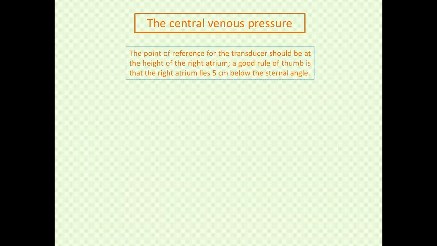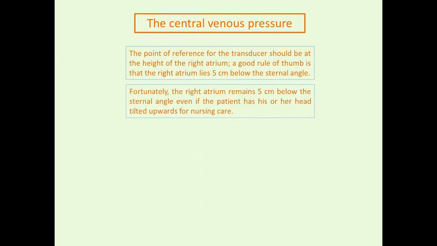Okay, so after all of that, what is the point of reference? Well, it should be 5 centimeters below the angle of Louis or the sternal angle. That's pretty consistent amongst all patients. And fortunately for us, that position of the right atrium relative to the angle of Louis doesn't change even when the patient is head up tilted a little bit for nursing care or for the prevention of ventilator-associated pneumonias.